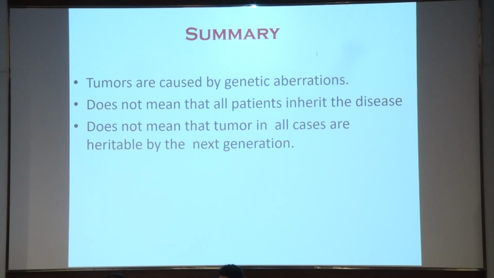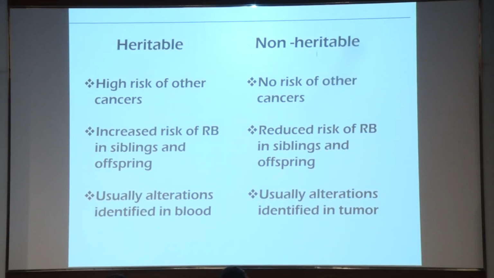So in summary, tumors are caused by genetic aberrations. It does not mean that all patients will inherit the disease, and it does not mean that tumors in all cases are heritable by the next generation. We have to understand this very clearly. In heritable disease, there is a high risk of other cancers, increased risk of RB in siblings and offspring, and usually the alterations are found in the blood. Whereas in non-heritable disease, there is no risk of other cancers, reduced risk of RB in siblings and offspring, and usually the alterations are identified only in the tumor.